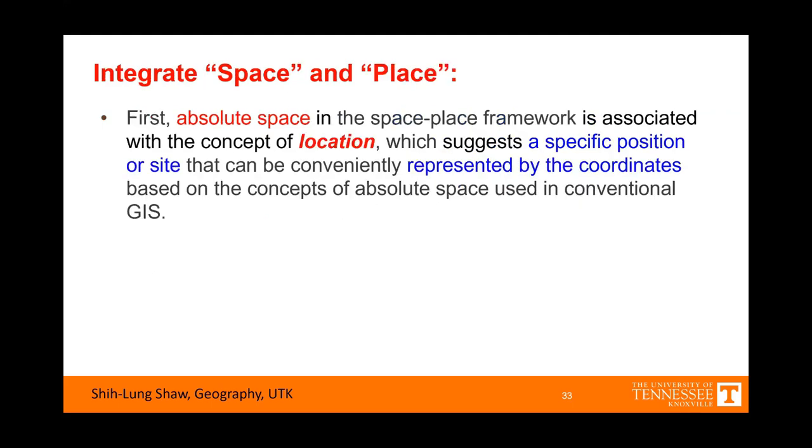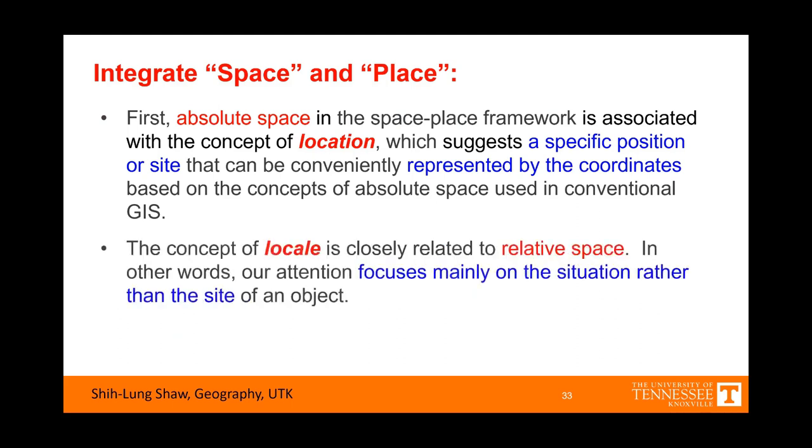And we connect that with different concepts of place. In absolute space, our concept of place is more on location, and this can be easily represented by XY coordinates. That's what conventional GIS does. And we connect the concept of locale with relative space. Our focus is on the local context. Local context can be at different scales. It can be within 100 feet, 1 mile, or whatever fits your problem domain.